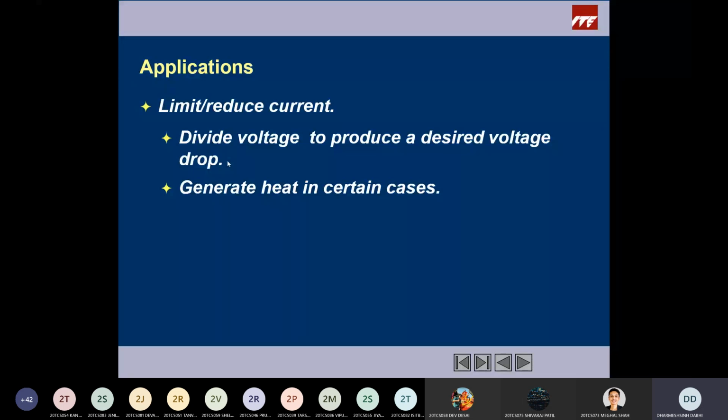Second is that we can generate heat in certain cases. By the resistor, we can generate heat. In some applications we require heat as an output, so in that place you can use the resistor. An example is your heater. Clear? So what is an electric heater? It is one type of high value resistor. As the electricity flows through it, it produces a large amount of heat, and that will heat the water. Clear? So this is an application of the resistor.